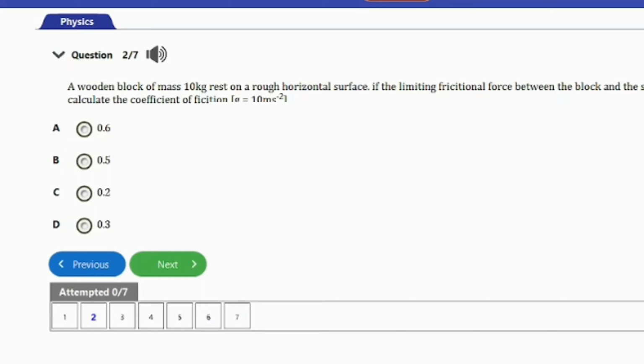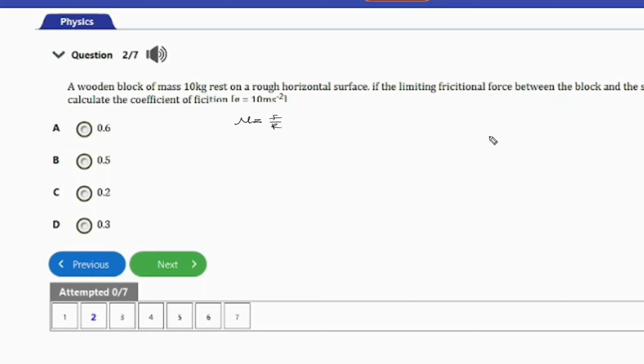The next question we have here is question number 2. It says, a wooden block of mass 1.6 kg rests on a rough horizontal surface. If the limiting frictional force between the block and the surface is 8 Newton, calculate the coefficient of friction. For us to calculate the coefficient of friction, we are going to use the formula coefficient of friction mu is equal to the frictional force over the reacting force.